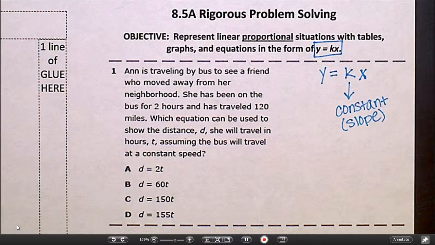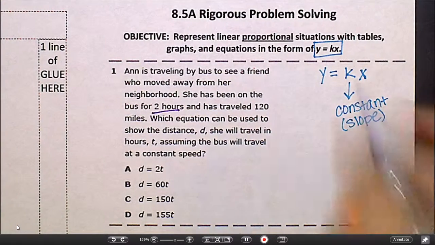Okay, so let's look at number 1. We're told that Anne is traveling by bus to see a friend who moved away from her neighborhood. So in that first sentence, we're given part of a story. Once we're given part of a story, it's a good idea to put yourself into it or start picturing it. It's almost like a movie. You can even close your eyes and picture Anne traveling by bus to see her friend. And it probably smells really bad on the bus, and there are probably crying babies and all kinds of stuff. So just imagine yourself on that bus. She has been on the bus for 2 hours. It's a long time to be on a bus.